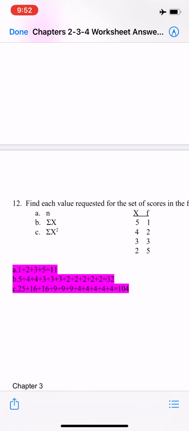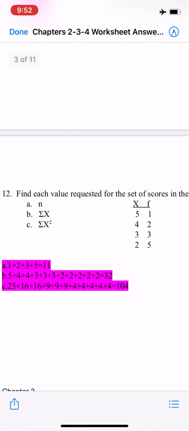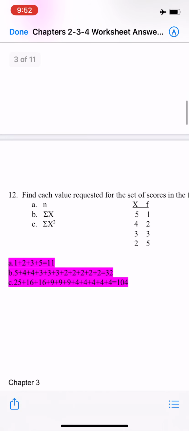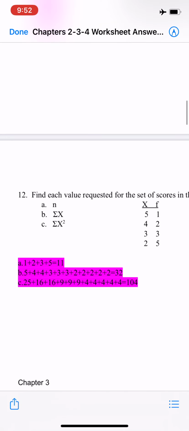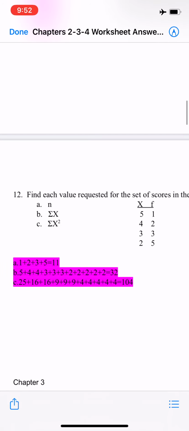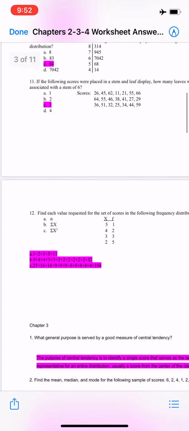C, sum of X squared. Well, for the sum of X squared, we know we have to square each number individually and then add them, taking the frequencies into consideration. So here we just did 5 squared plus 4 squared plus 4 squared plus 3 squared plus 3 squared plus 3 squared, etc. Add them all up and you will get 104.